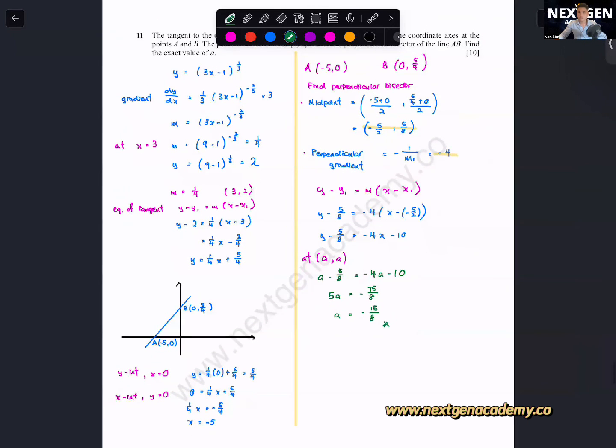It's a 10-mark question. It's not that complicated, right? Still quite simple to do, but be careful when you calculate the values.